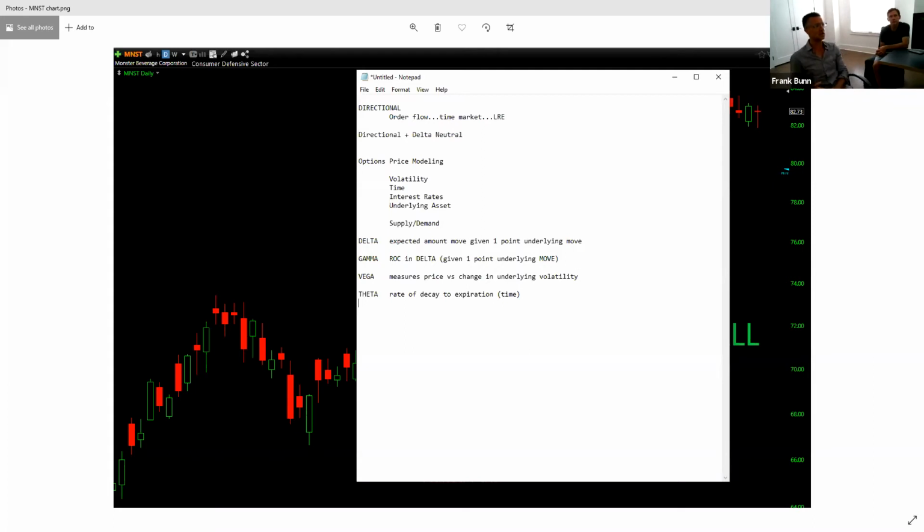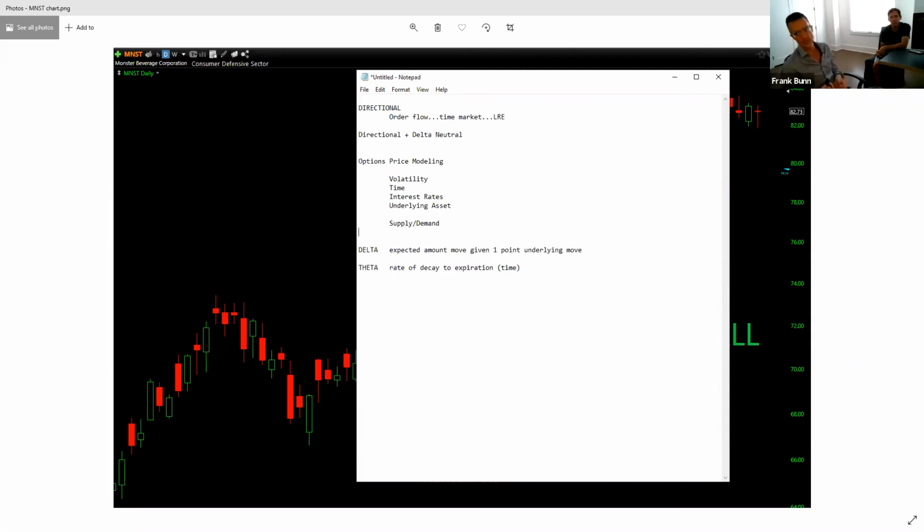Vega measures a price change versus change in the underlying asset's volatility. Okay, and theta is the rate of decay. So because Vega and Gamma are so transitory and theoretical, we're going to focus on theta and delta to make this very easy. We're going to focus on those two primary things when it comes to pricing an option and using it in lieu of a stock share.